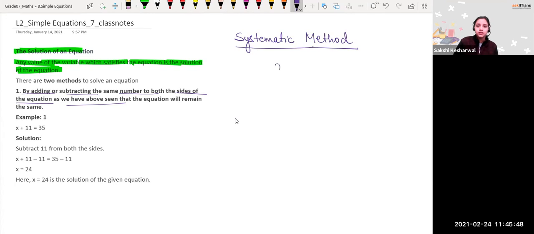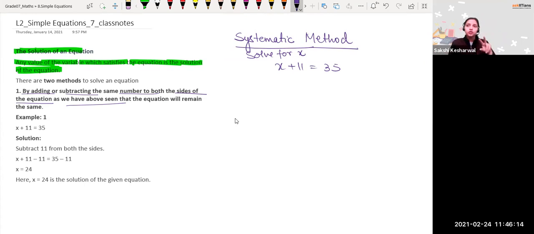It says x plus 11 is equal to 35. This is the equation given to you. Your point is to solve for x, so you need to find x, and x has to be all alone. On the LHS you have plus 11, so you have to make x all alone. How are you going to make x all alone?